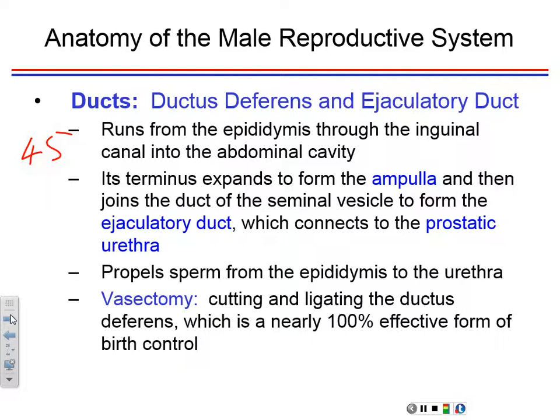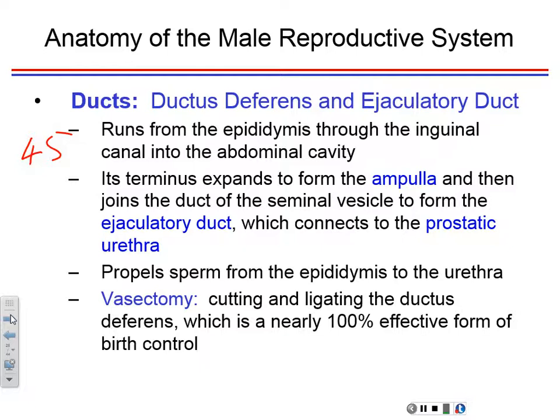Just behind the bladder, where the seminal vesicles are, it will dilate, become bigger and thicker, and that's the ampulla. Then the ampulla will join the ducts of the seminal vesicles, and that becomes the ejaculatory duct. So that's what there is to it.